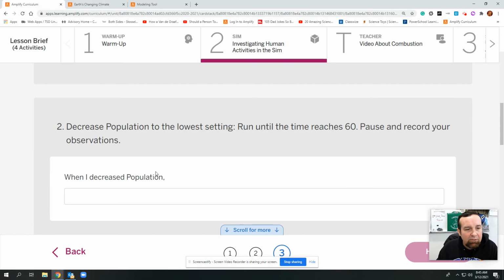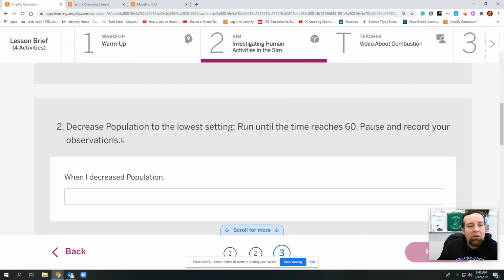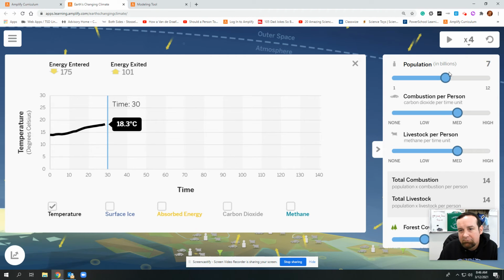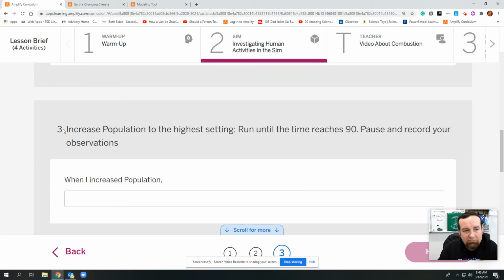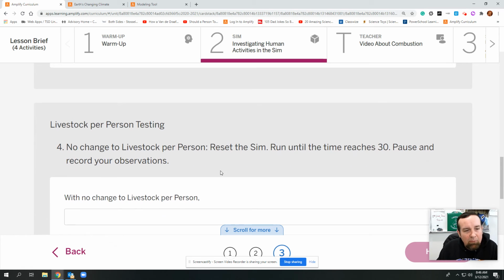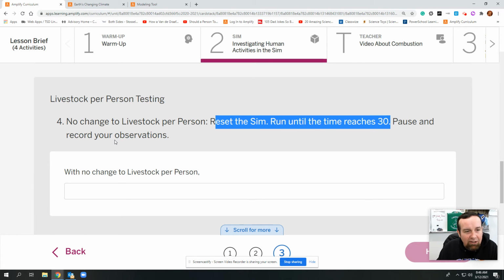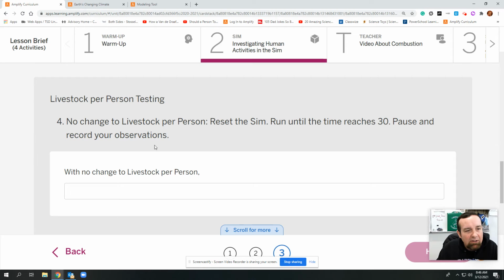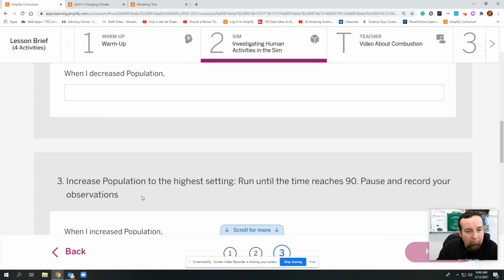And again, we don't need to record, or we can just copy and paste those observations because we didn't change anything. But now we are going to decrease the population to the lowest setting. Wait a minute. Increase the population. We already did this. Just copy and paste that stuff. So let's just skip to part 4. Sorry guys, not sure why Amplify's asking us to do the same stuff. So no change to livestock per person. Reset the sim, run until it reaches. Again, copy and paste from here because it will be the exact same.